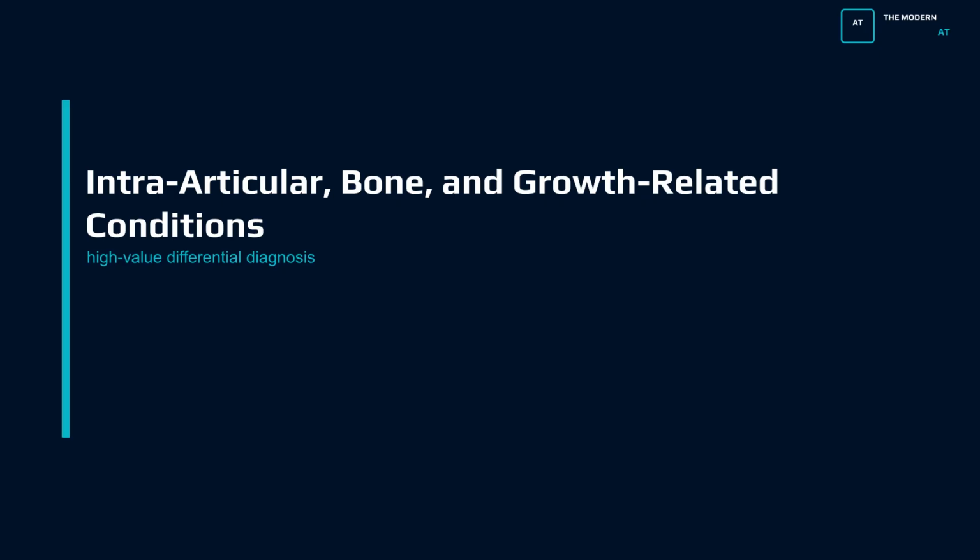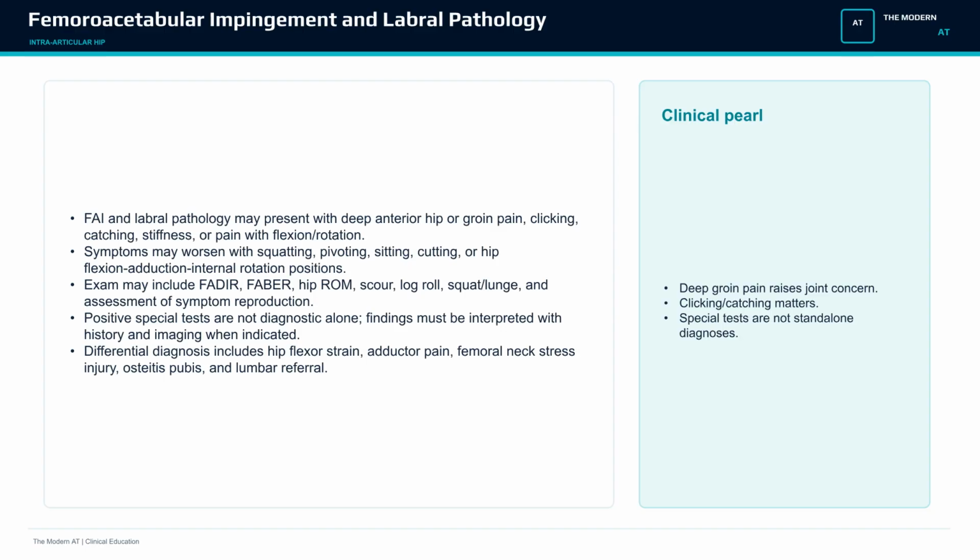Deep groin pain, catching, pain with weight bearing, night pain, adolescent bony tenderness, or persistent symptoms should broaden your thinking beyond a simple strain. These presentations may involve the hip joint, labrum, cartilage, bone stress injury, apophyseal injury, referred pain, or non-musculoskeletal pathology. The clinical goal is not to over-test every athlete. The goal is to recognize when the history and exam require caution, activity restriction, imaging, or referral.